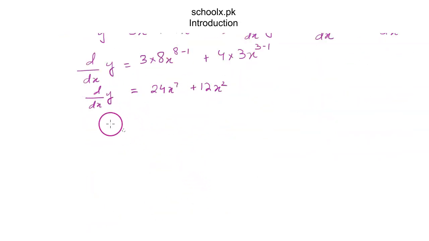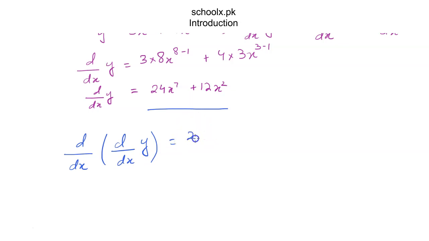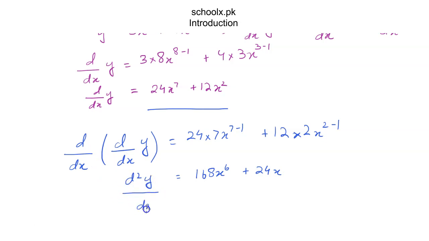Now they have asked us to find the double derivative. So we'll apply d by dx on this expression again. I'll apply d by dx on d by dx of y. So I'll get 24 times 7 into x to the power 7 minus 1 plus 12 x into 2 into x to the power 2 minus 1. This will give me 7 4s are 28, 7 2s are 14, 168 x to the power 6 plus 24x. So I'll write this as d squared y over dx squared, right?